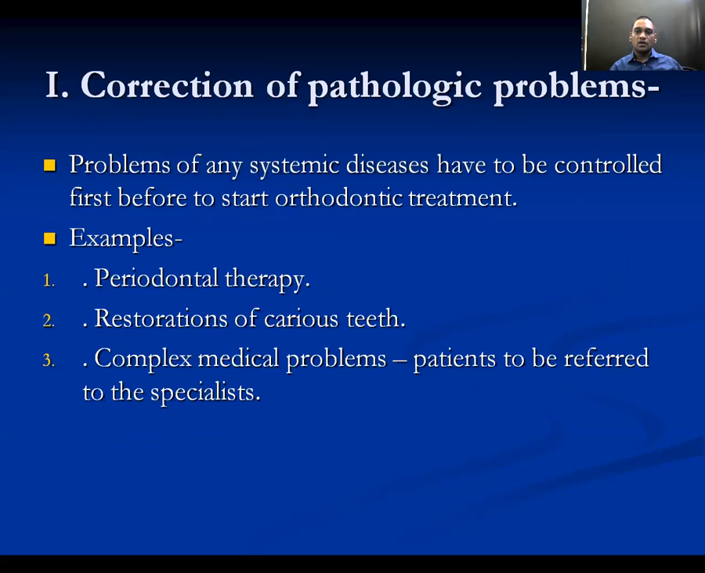One is correction of pathologic problem. Before we make any treatment plan, first we have to see whether any pathological conditions are existing in the patient or not. If any pathological conditions are there, we have to treat them first before starting orthodontic treatment. First would be periodontal therapy if any periodontal problem is there, or if the patient is having any caries, then go for restoration. And patients sometimes may have some medical problems that can be treated first.